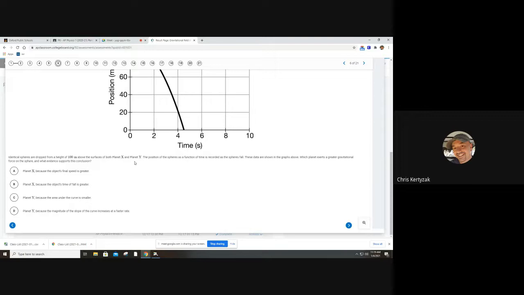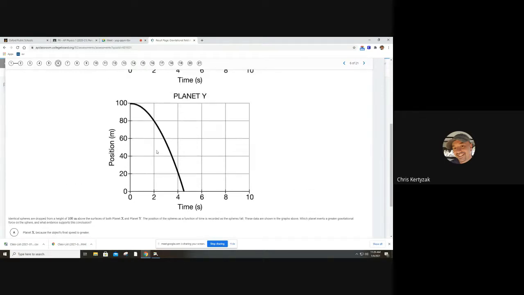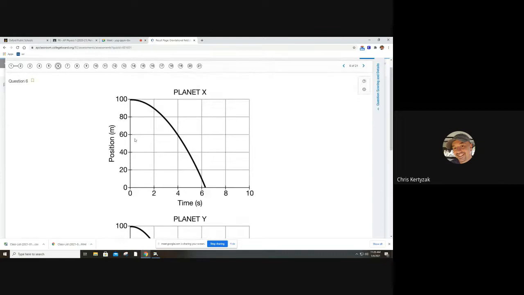Maybe planet Y has an acceleration due to gravity of 5 meters per second squared, which means after 1 second it has a speed of 5 meters per second. While on planet X, it only has an acceleration due to gravity of 3 meters per second squared, which means after falling for 1 second it only has a speed of 3 meters per second, right? In that case, planet Y would have more acceleration due to gravity, and more speed after falling for 1 second compared to the other. All right, what's the question? The position of the spheres as a function of time is recorded and shown, because they were both dropped from the same height, just on different planets.